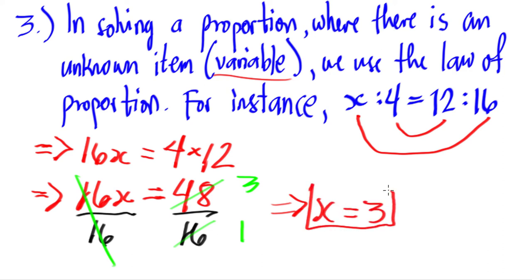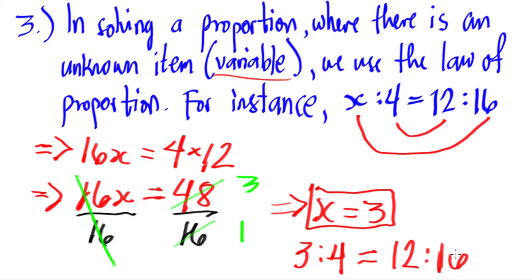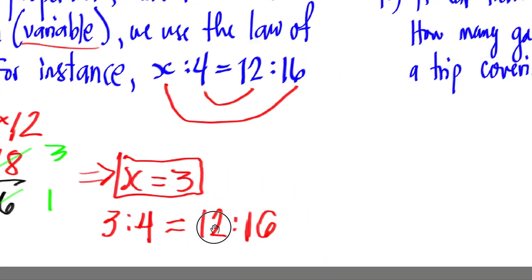Since x is equal to 3, in order to complete the proportion, this must be substituted with 3. That is, this is going to be 3 is to 4 equals 12 is to 16. So that's a proportion. Let's proceed to the next example. This is going to be in the form of a word problem.